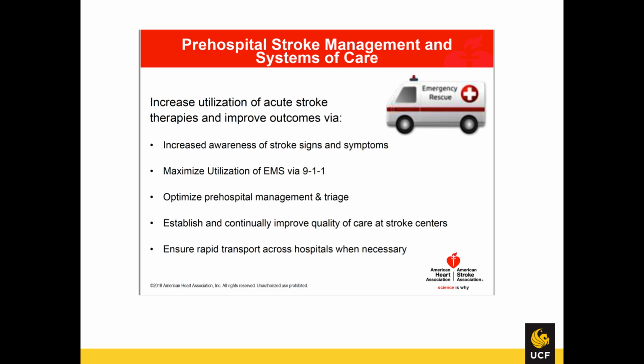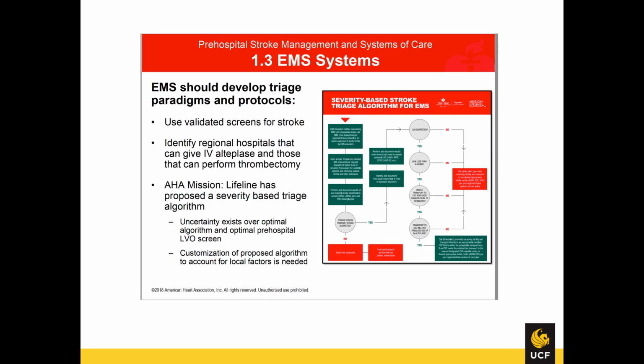We have improved outcome data that show those outcomes result when you have an increased awareness of stroke signs and symptoms, maximization and utilization of EMS, optimized pre-hospital management and triage, establishment and continually improved quality of care at stroke centers, and rapid transport across hospitals when necessary. Let's look at this EMS system. I know we're not in charge of EMS systems, but who knows, maybe one of you someday will get into management and this might be something you want to look at.